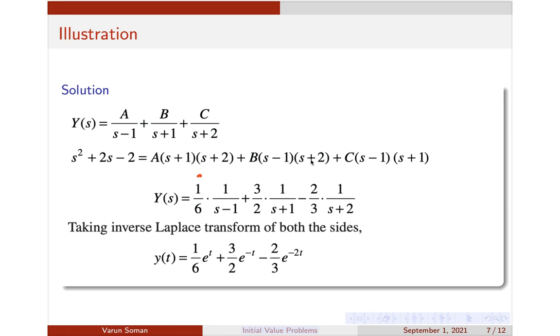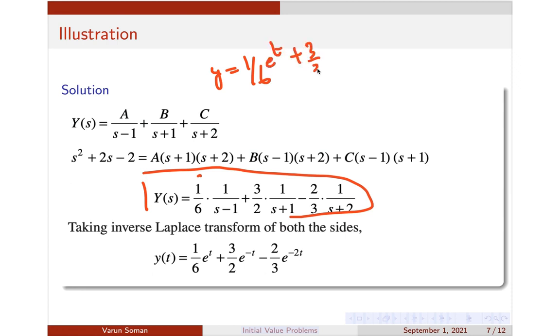Now once you have got them, it is very easy to find the inverse Laplace transform. If you take the inverse Laplace transform, the value of y will be, due to linearity, y is equal to 1 by 6 into the inverse transform of 1 by s minus 1, which is e raised to t, plus 3 by 2 into the inverse transform of 1 by s plus 1, which is e raised to minus t, minus 2 by 3 into the inverse transform of 1 by s plus 2, which is again e raised to minus 2t. So it is a very straightforward calculation.